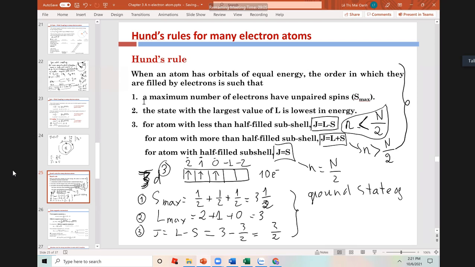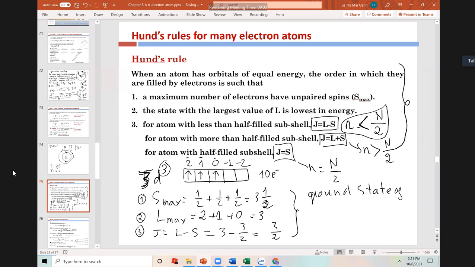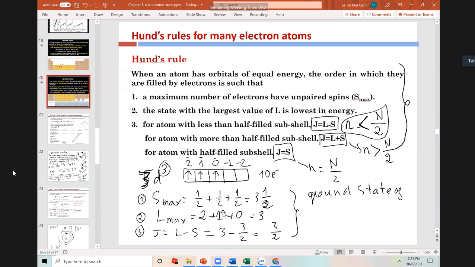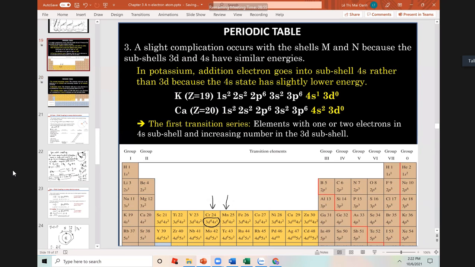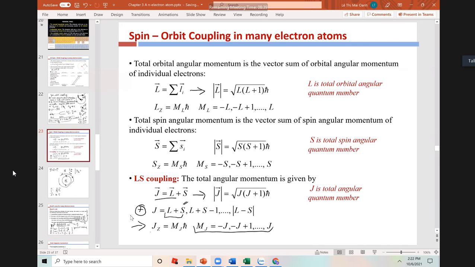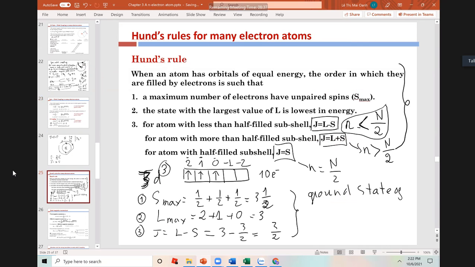In this case, 3D3 is vanadium. It's 3D3 and 4S2. Vanadium corresponds to this example.